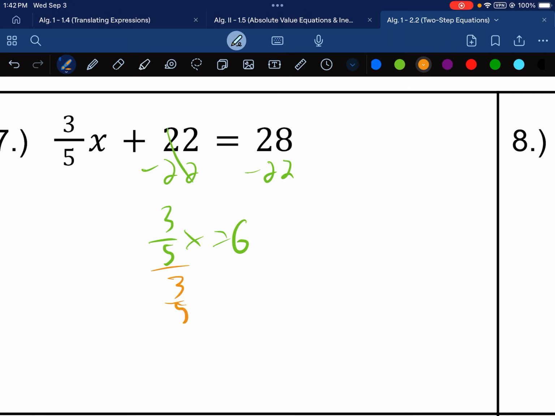To undo this fraction with the variable, we don't divide by another fraction. That would make our math quite complex. Oh, the circle finally erased. Neat. Anyway, instead we would multiply by the reciprocal, 5 over 3. The 5's reduced, the 3's reduced, and we're left with x.